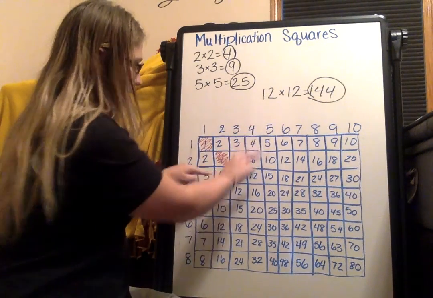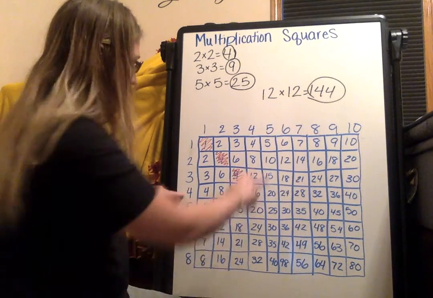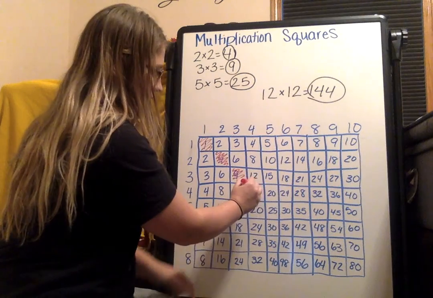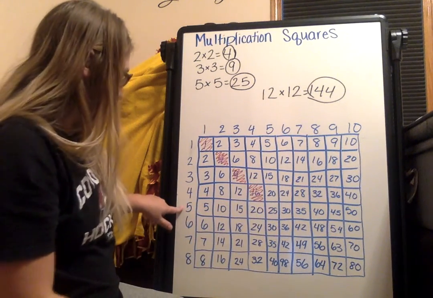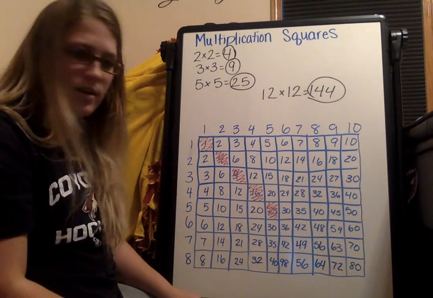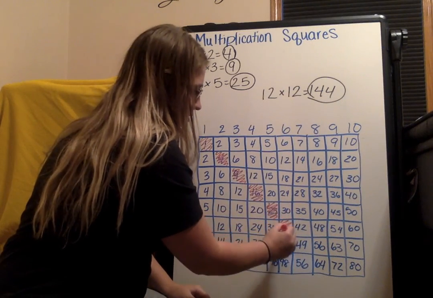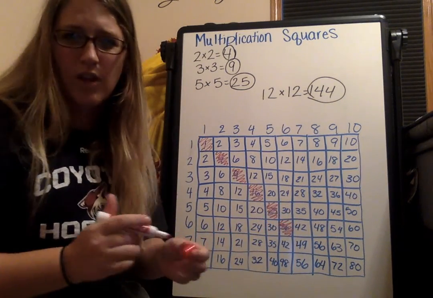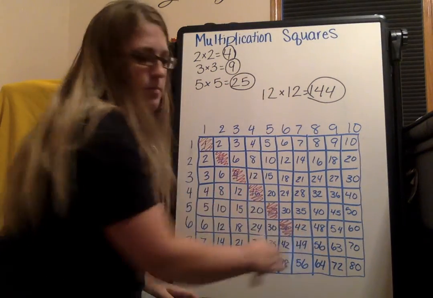3 times 3 is going to give me 9. 9 is a squared number. 4 times 4 meets at 16, so I know 16 is a squared number. 5 times 5 meets at 25. I know 25 is a squared number. 6 times 6 meets at 36. I know 36 is a squared number. You can do this with all the numbers. Just as long as it meets itself, it'll make a diagonal down the middle of the grid.